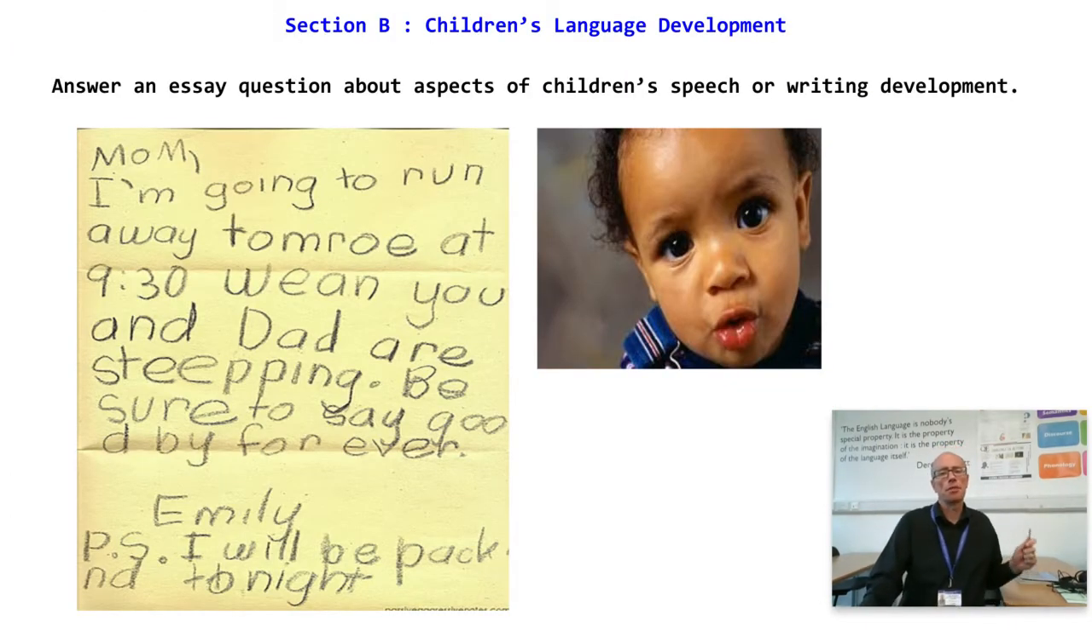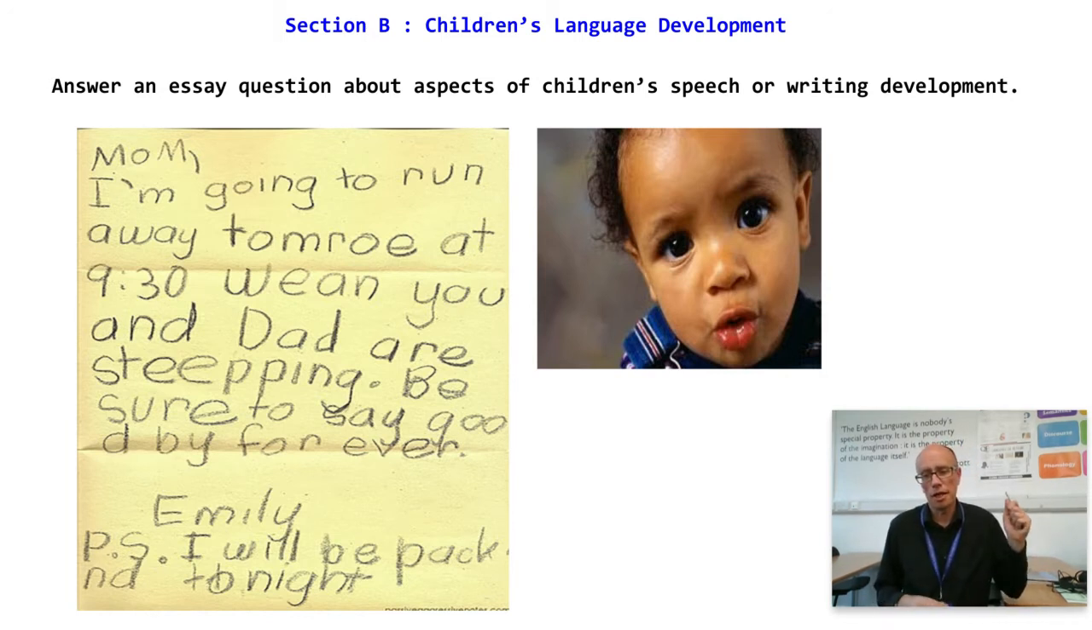Your paper one, section B is called Children's Language Development. And what you get to do is write an essay question that's about some aspects of children's speech or children's writing. So you get a transcript in the exam of a child speaking, and you get some data of children's writing, and you get some contentious, controversial statement that you're given, and you have to deconstruct it and evaluate whether overall you agree or disagree with the topic.